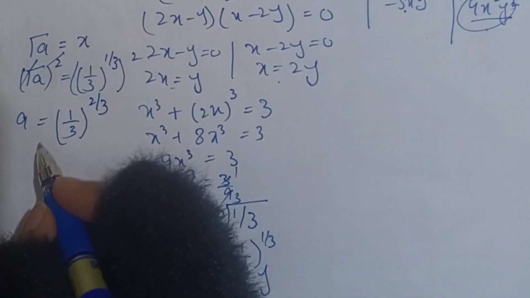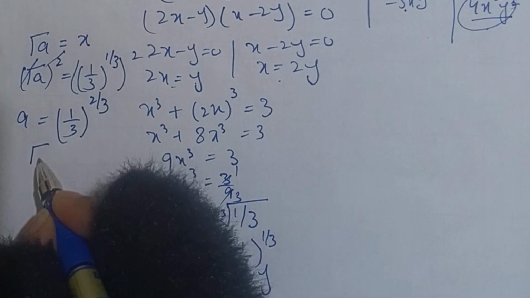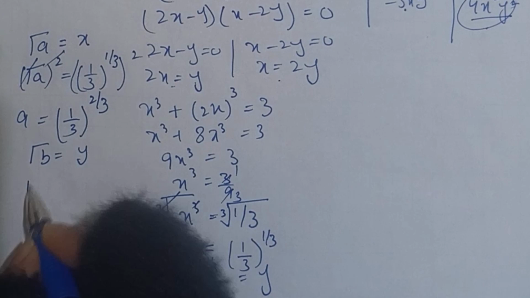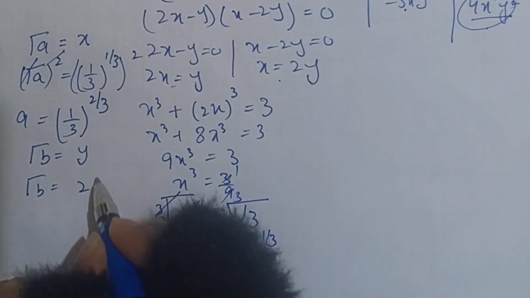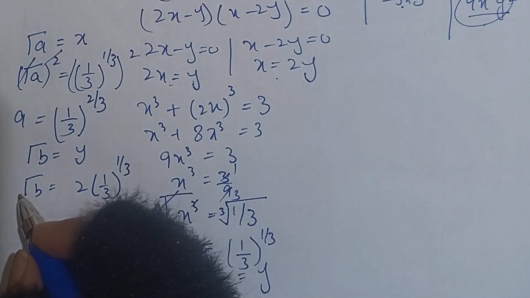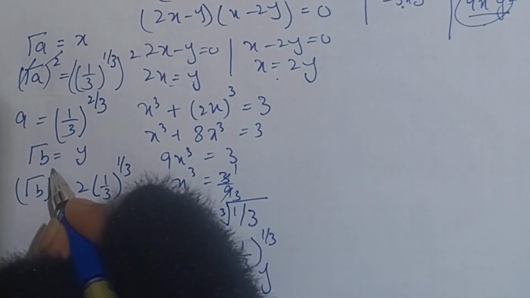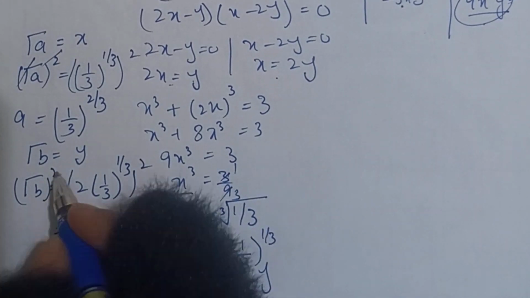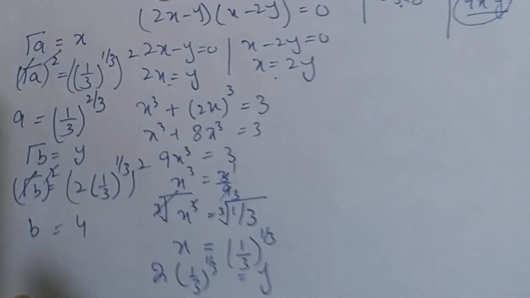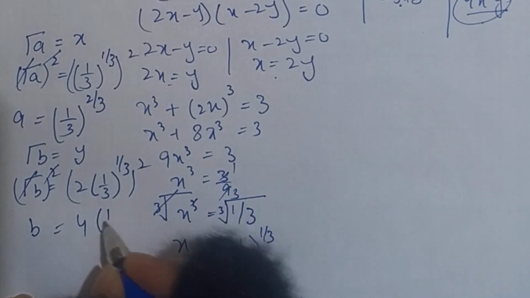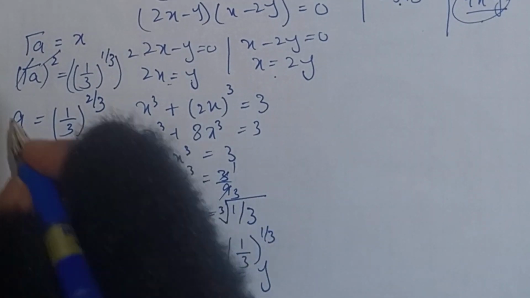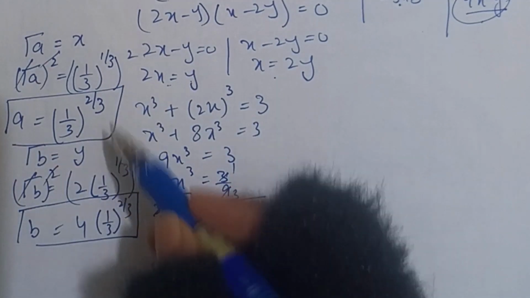Now we find the value of b, and in the start of the question we let square root of b is equal to y, and y is equal to this value. So we replace y by 2 times 1 over 3 raised to the power 1 over 3. We want to remove the square root, so we take a square on both sides of this equation. Then this square and square root will cancel. We just get b is equal to 4 times 1 over 3 raised to the power 2 over 3. So this is the value of b, and this is the value of a if we use equation 3.